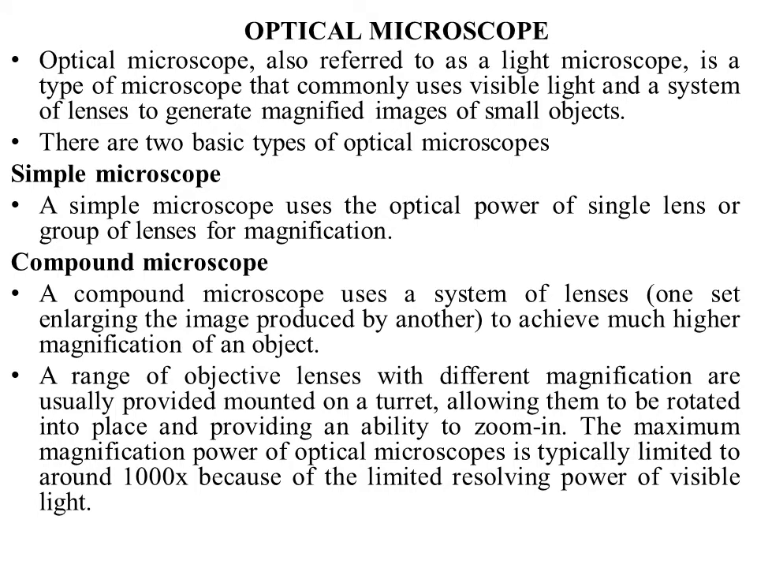What is an optical microscope? An optical microscope is also called a light microscope. It is a microscope which makes use of visible light and a system of lenses to generate the magnified image of an object. So with the help of visible light and a system of lenses, we can generate the magnified image of small objects. Basically, there are two types of optical microscope.